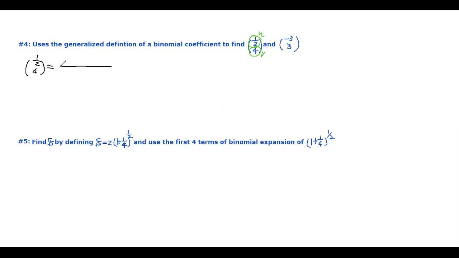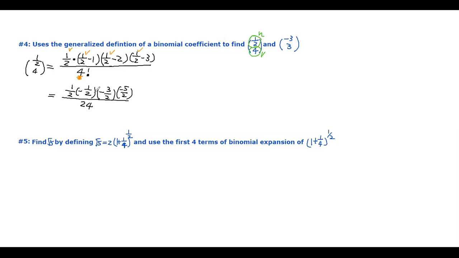So the bottom is 4 factorial. Then the top starts with n, so it's 1/2 times 1/2 minus 1, then times 1/2 minus 2, then times 1/2 minus 3. Because the bottom is 4, you multiply 4 terms on the top, right? Now 4 factorial is 24. So this is 1/2 times negative 1/2 times negative 3/2 times negative 5/2, right?